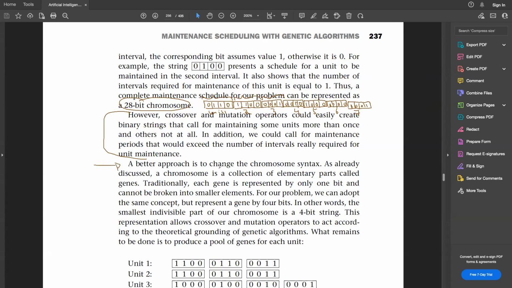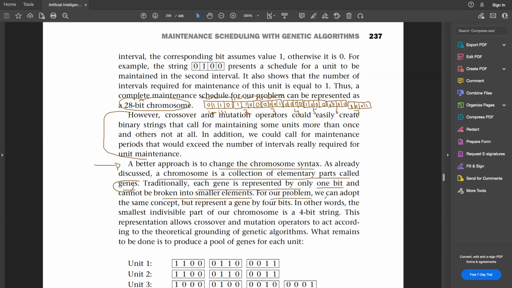Here, a better approach is to change the chromosome syntax. As probably discussed, a chromosome is a collection of elementary parts called genes. So in this case, each gene is usually represented by one bit and cannot be broken into smaller elements. Okay, this is the usual understanding of a gene.